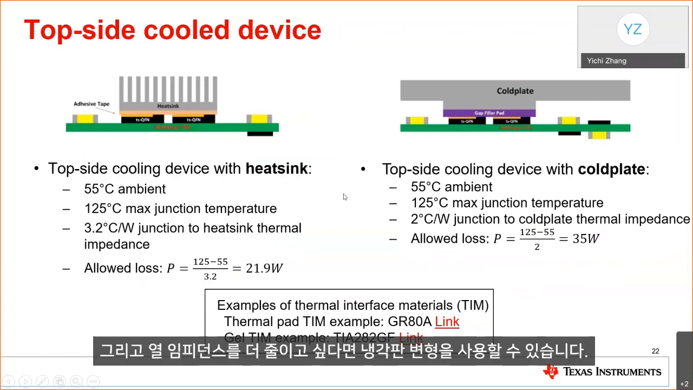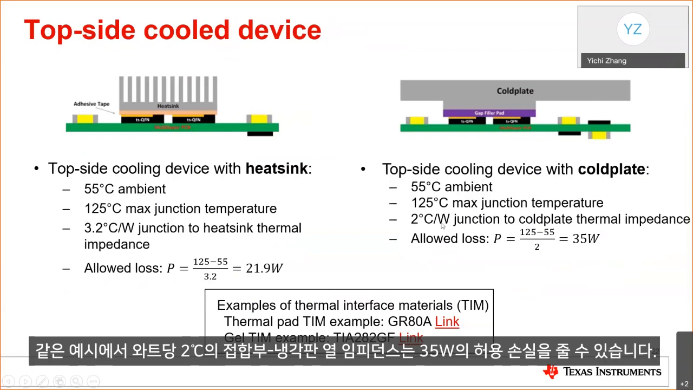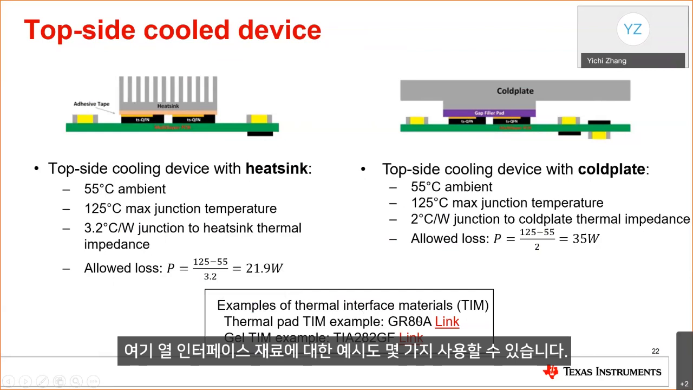And if you want to further reduce the thermal impedance, you can use a cold plate variation. And in this case, you don't even have the thermal impedance with the heatsink. And in the same example, 2 degrees C per watt junction to cold thermal impedance can give you an allowed loss of 35 watts. So that dramatically helps with your thermal capability with the top side cool device. And we do have some examples of thermal interface material you can use over here.